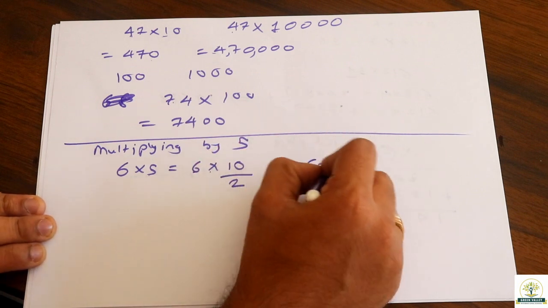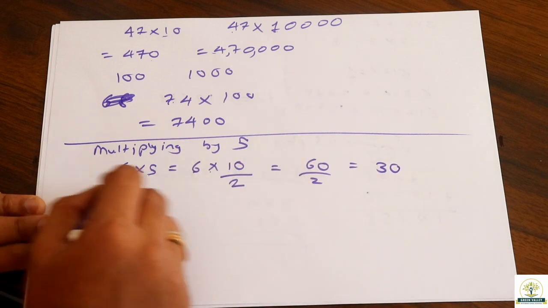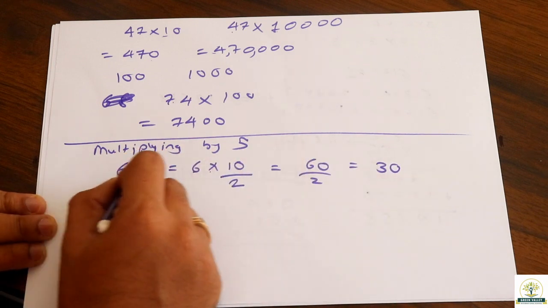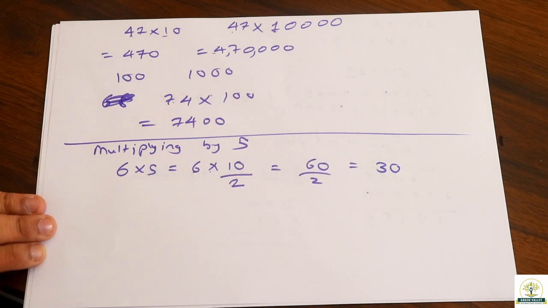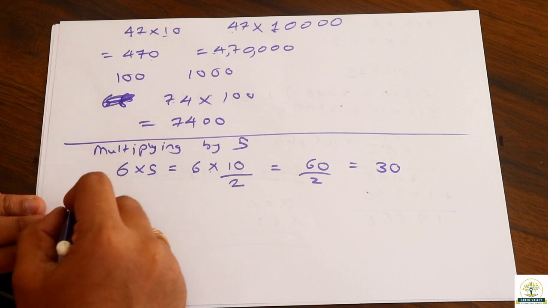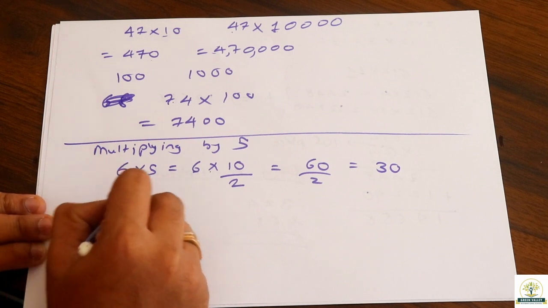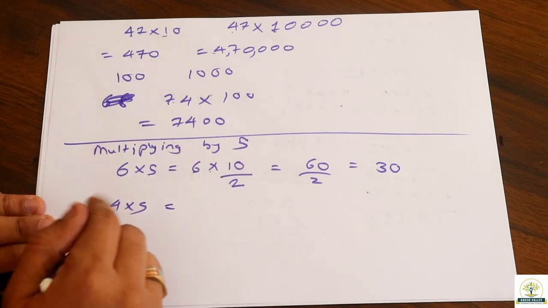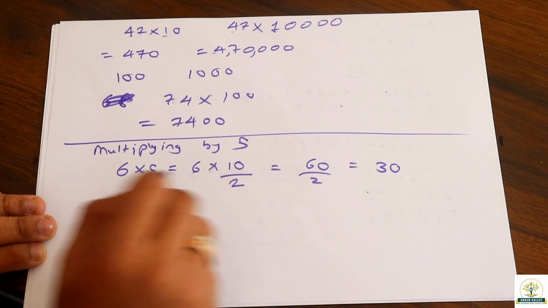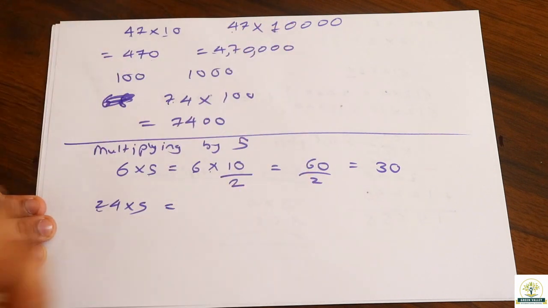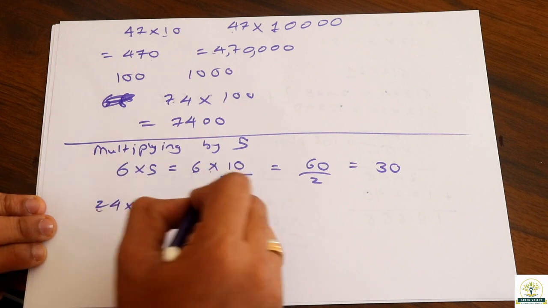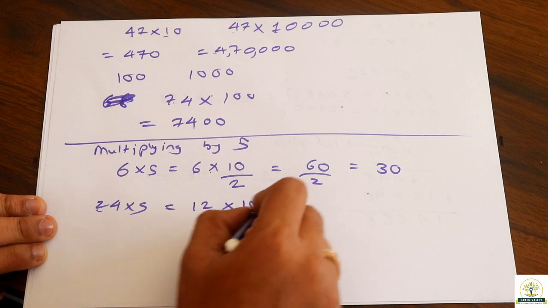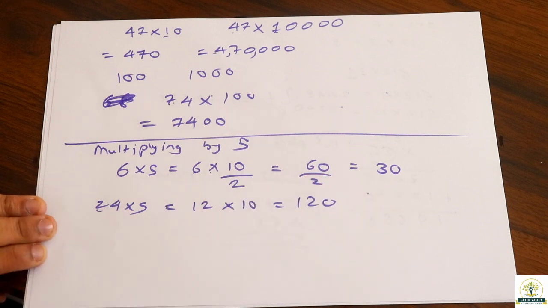6 tens are 60 divided by 2, that will be 30. Now you will say, sir, what is the need, because we know the table already. 6 5s are 30, but this is helpful while doing it with a bigger number. Let's say 24 into 5. I don't know the table of 24, just suppose that. So what I will do is divide this 24 by 2 orally, don't need to write it. 24 divided by 2 will give me 12, and then multiply by 10, that will be 120. See how easy it is.